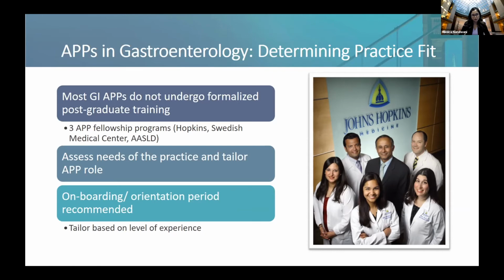If any of you are aware of any fellowship programs for APPs, please let me know, because I would be curious to learn more. I think it's important to assess the needs of the practice and tailor the APP role.